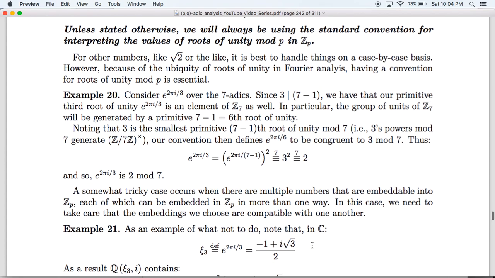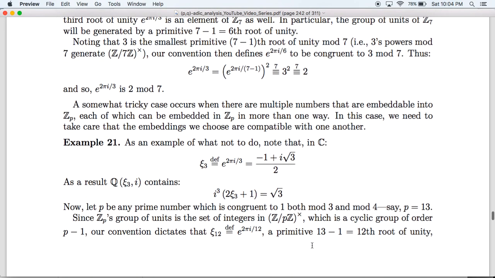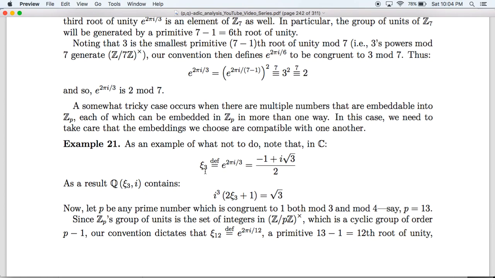A somewhat tricky case occurs when there are multiple numbers that are embeddable into Z_p, each of which can be embedded in more than one way. In this case, we need to take care that the embeddings we choose are compatible with one another. As an example of what not to do, note that in the complex numbers, ζ_3 is (-1 + i√3)/2. As a result, Q(ζ_3, i) is going to contain i cubed times this, which is equal to √3. So now let p be any prime number which is congruent to both 1 mod 3 and 1 mod 4, so that Z_p contains both a primitive third and primitive fourth roots of unity.